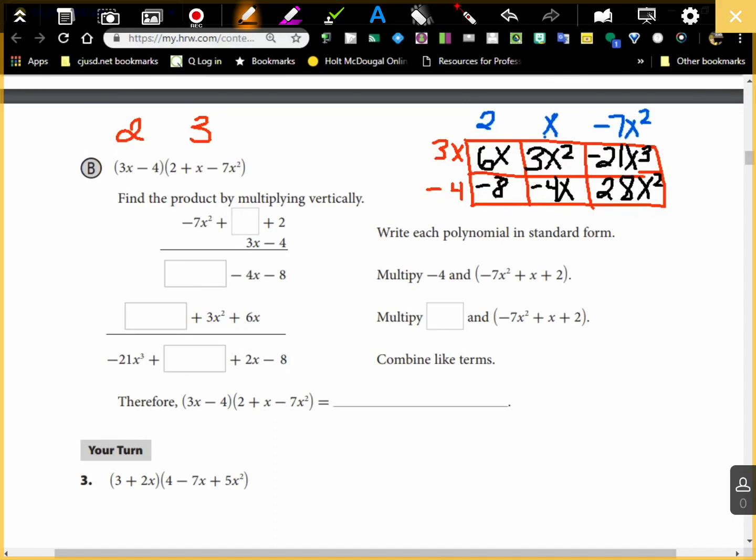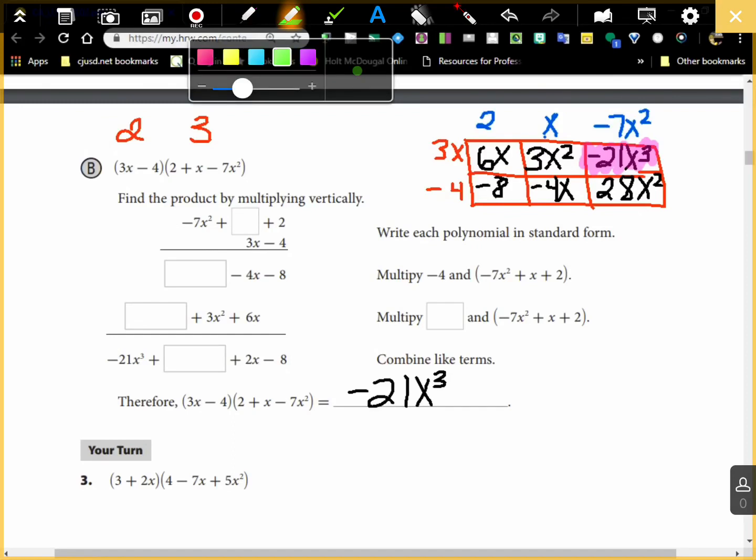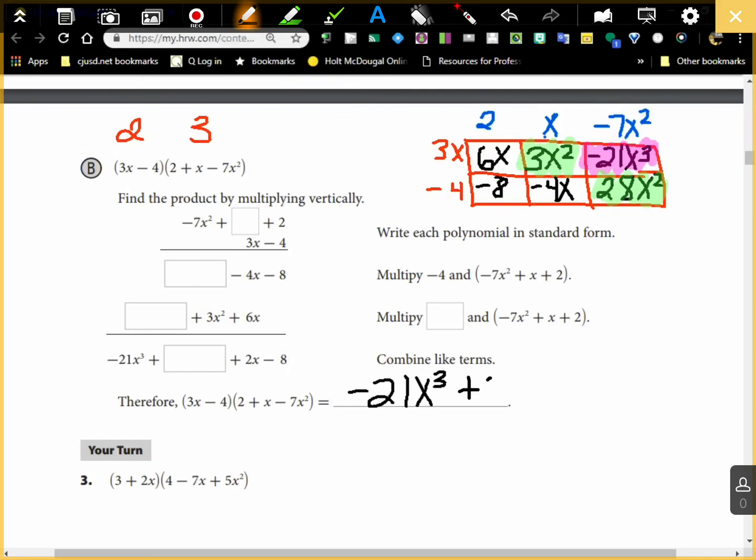So now we found the area of these rectangles in here. Now we're going to put all these pieces of these rectangles together to make the full one. And I'm going to do it in standard form. So what's my greatest degree? Negative 21x cubed. So I'm going to start with that, negative 21x cubed. What's my next greatest degree? Squared. So I have 3x squared and 28x squared. What do they combine to be? 31x squared.